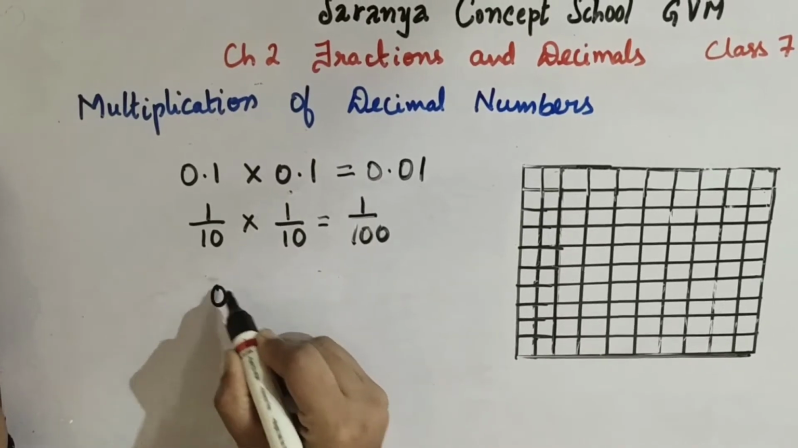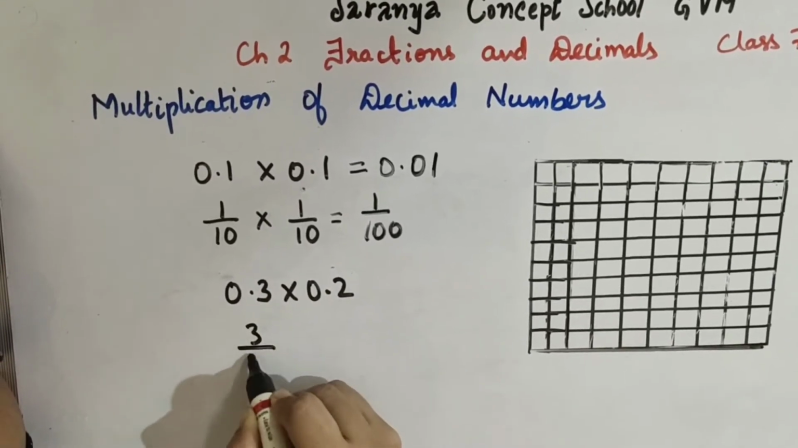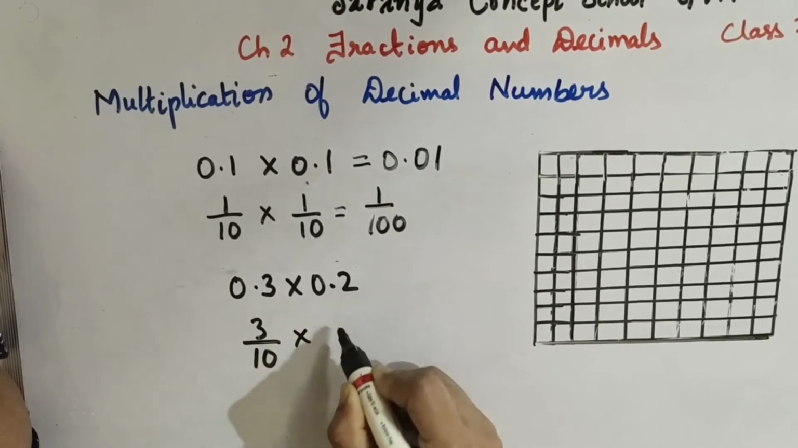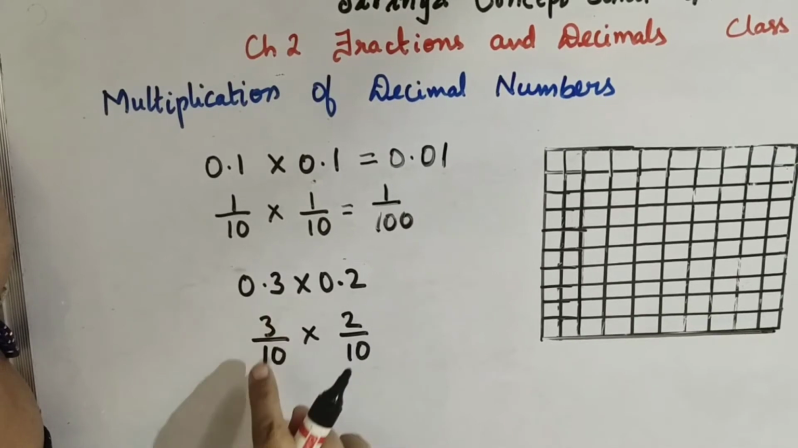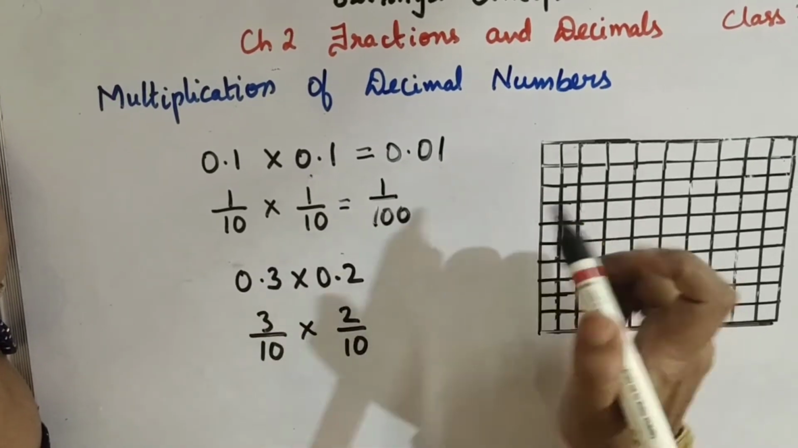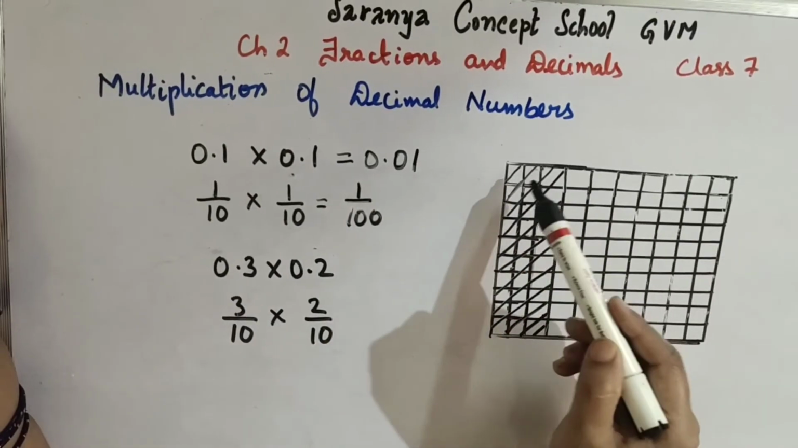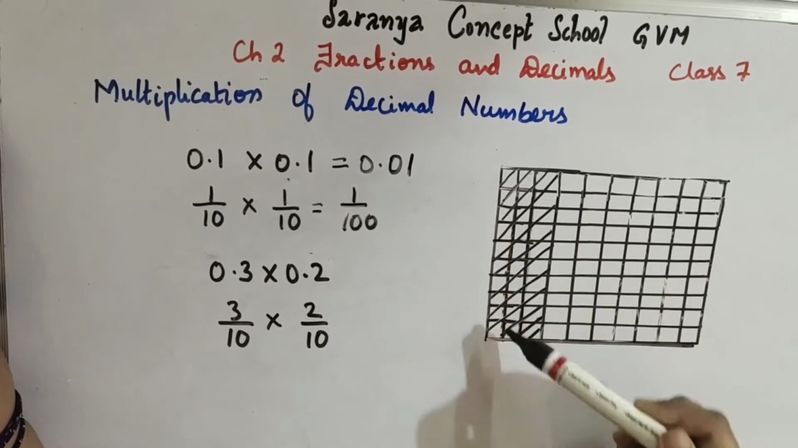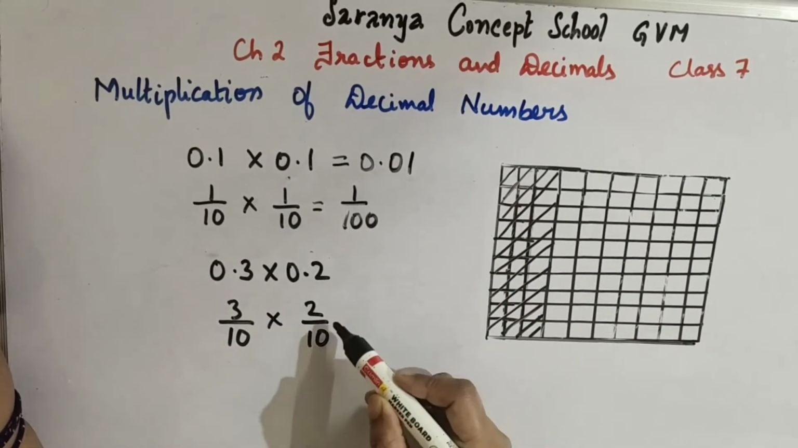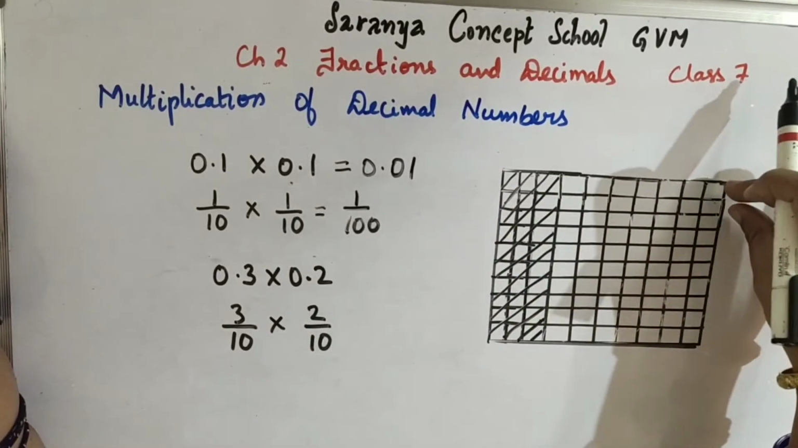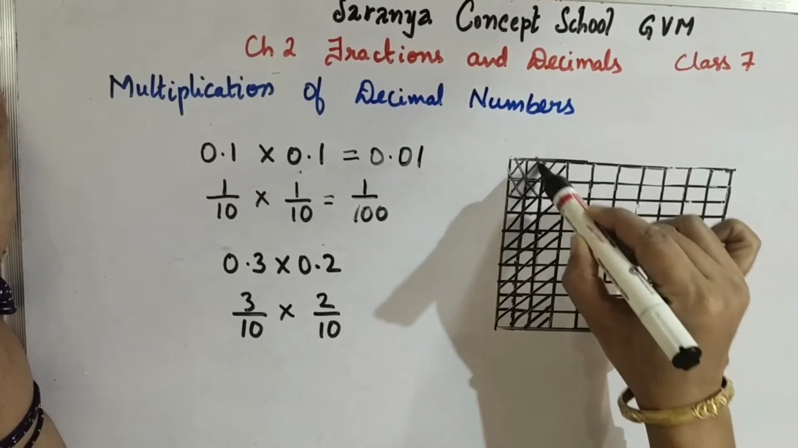Now how about multiplying 0.3 into 0.2? As we know, 0.3 is nothing but 3 by 10 and 0.2 is 2 by 10, right? That means first we need to shade 3 portions, the 3 by 10th portion. So I will take the 3 by 10th portion like this. So 3 blocks among 10 parts, isn't it? Now we need to shade the 2 by 10th portion, so two parts out of 10. Let us take it row-wise. So I will shade like this.